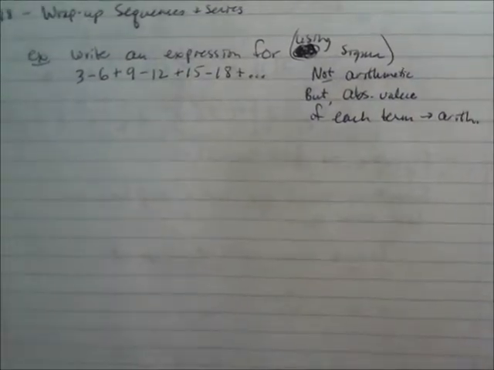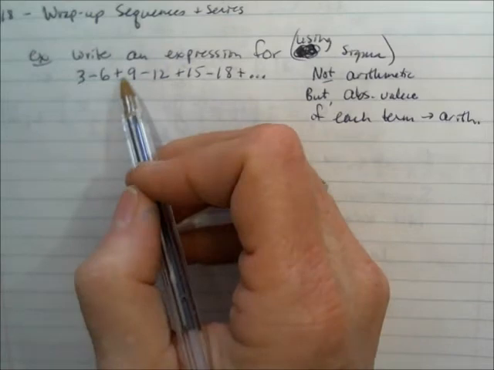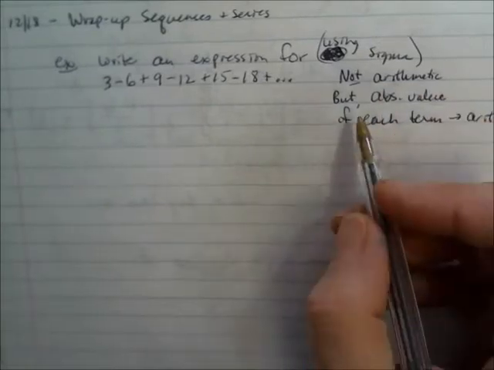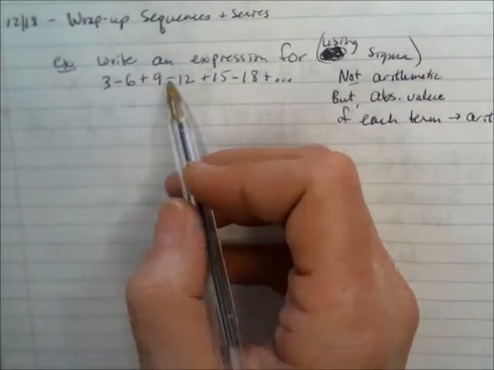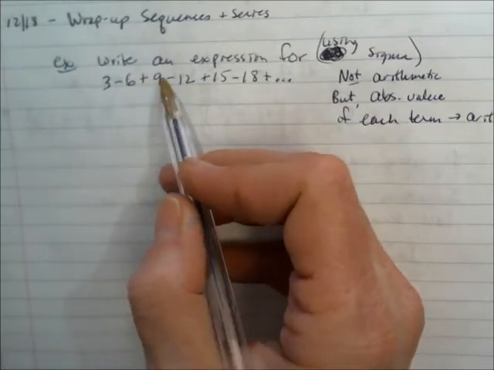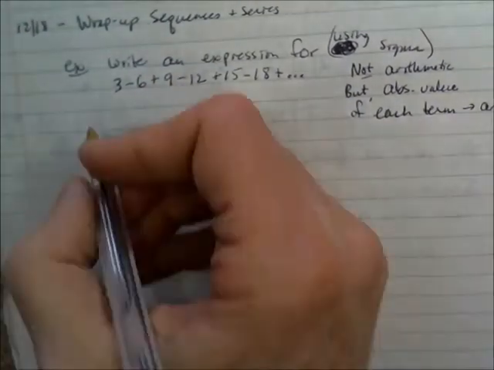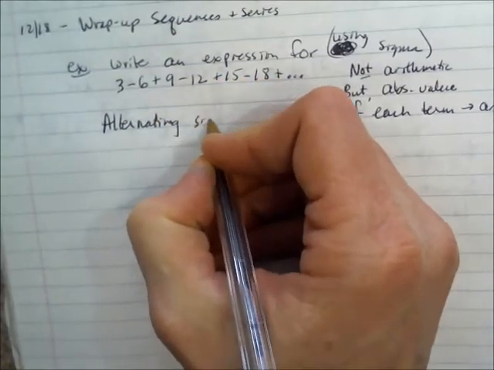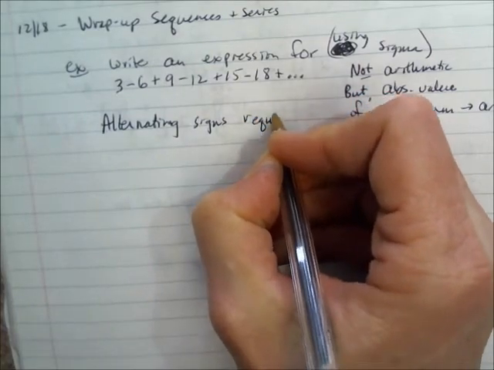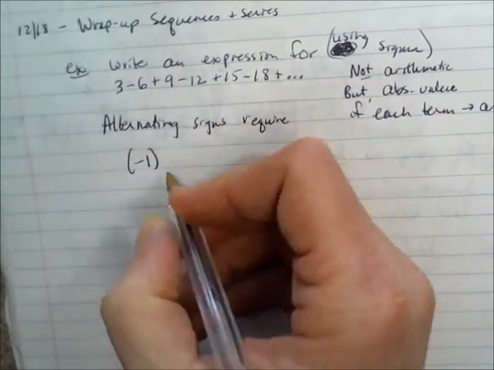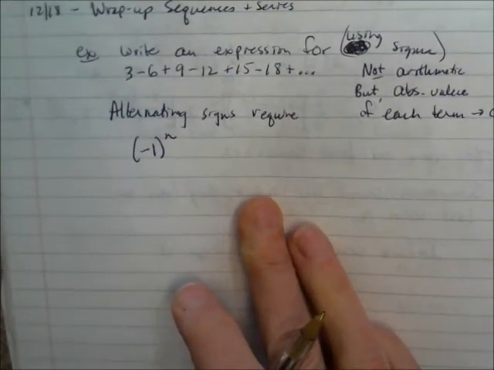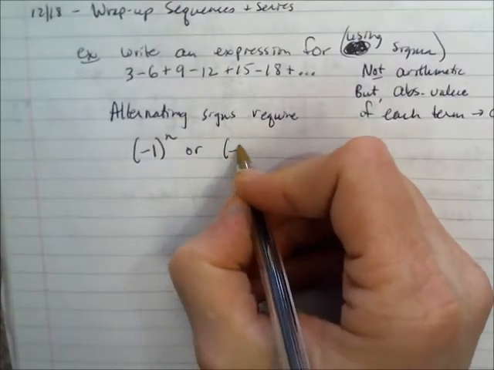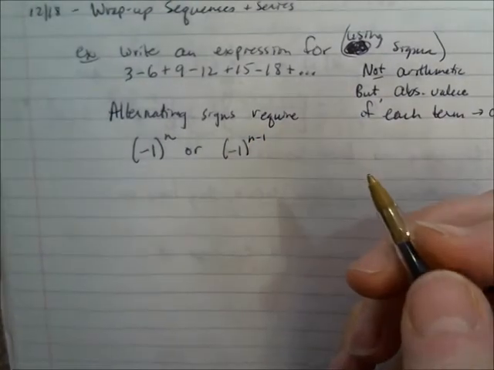So the absolute value of each term becomes arithmetic because the difference between 3, 6, 9, 12 would all be equal to 3. So you'd have a common difference. So when you have a situation like this, but you have alternating signs, positive, negative, alternating signs require a -1 to the power of some value of n, and n is either going to be n, or it's going to be -1 to the n minus 1 power.